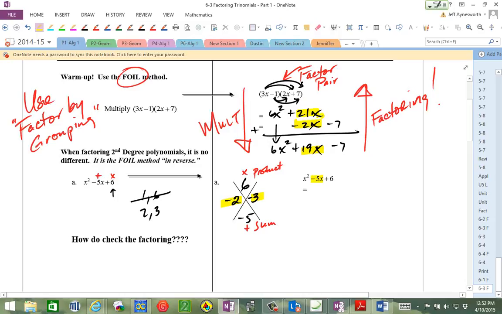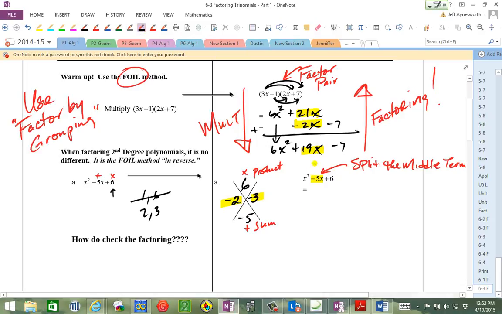Using this technique, we take the middle term, so highlight the minus 5x, and we're going to split it into two terms, negative 2x and negative 3x. So let's write that down. We're going to split the middle term, and we're going to write it in as two terms.